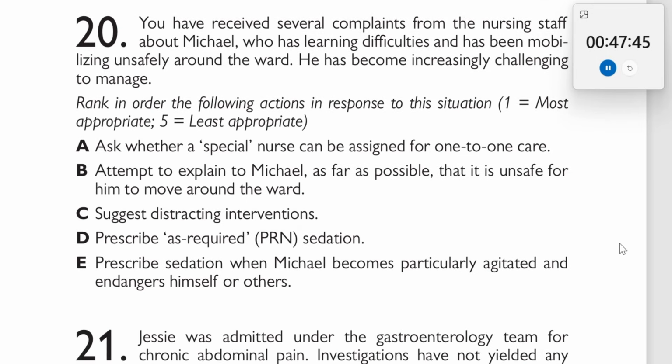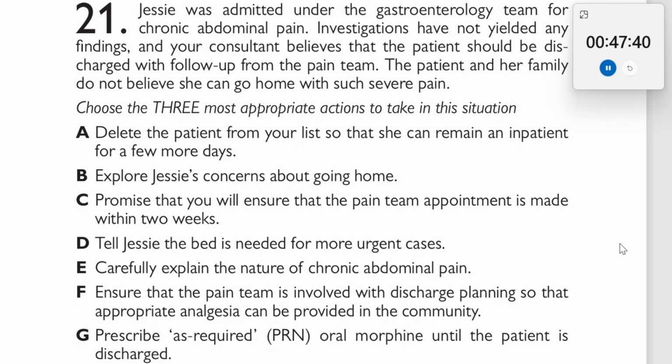Okay, next, moving to 21. Jesse was admitted under the gastroenterology team for chronic abdominal pain. Investigations have not yielded any findings, and your consultant believes that the patient should be discharged with follow-up from the pain team. The patient and her family do not believe she can go home with such severe pain. Okay, read the options and choose the best three.